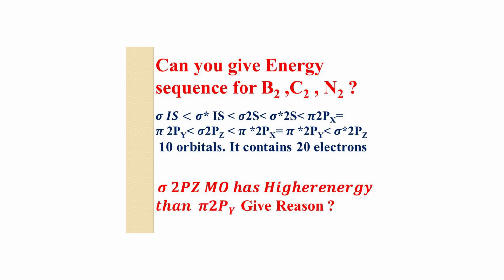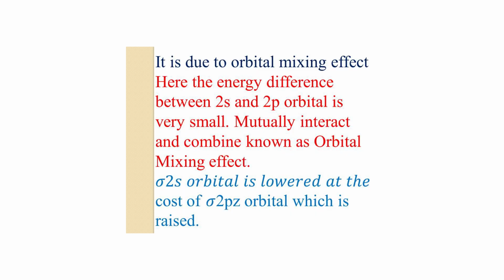Why? The sigma 2pz molecular orbital has higher energy than pi 2py or pi 2px. Give the reason for the energy sequence up to nitrogen. The sigma 2pz molecular orbital has higher energy than pi 2px and pi 2py. It is due to the orbital mixing effect.